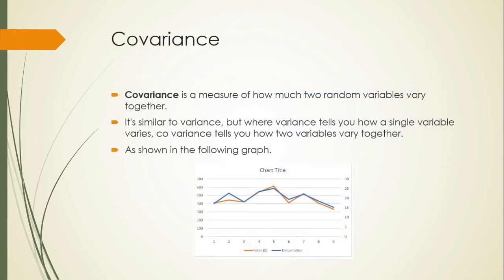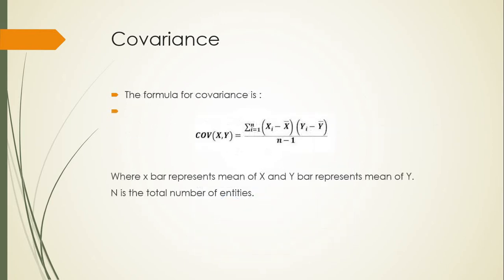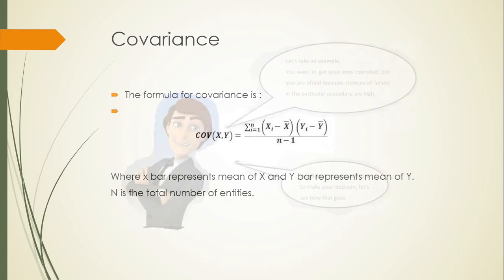So what is covariance now? Covariance is a measure of how much two random variables vary together. It's similar to variance, but while variance tells you how a single variable varies, covariance tells you how two variables vary together, as shown in the following graph. So we'll see the formula of covariance. Covariance is the summation of (xi minus mean of x) times (yi minus mean of y), the whole divided by n minus 1, where x bar represents the mean of x, y bar represents the mean of y, and n is the total number of entities.